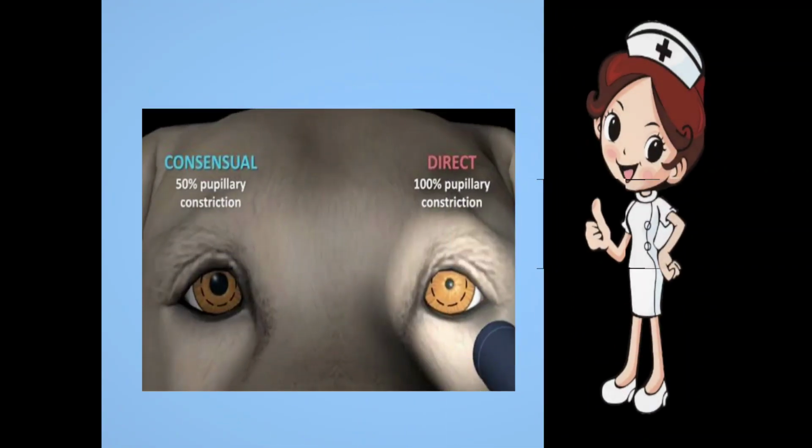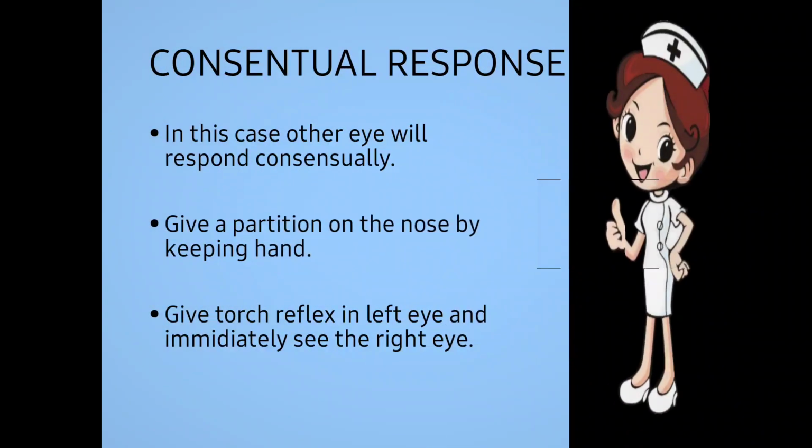In case of direct response, when we shine a torch, for example this one is the right eye and this one is the left eye, if we shine a torch in the left eye, then the pupil has to constrict. This one is known as direct response, because we are shining a torch on the left eye and the left eye is responding.